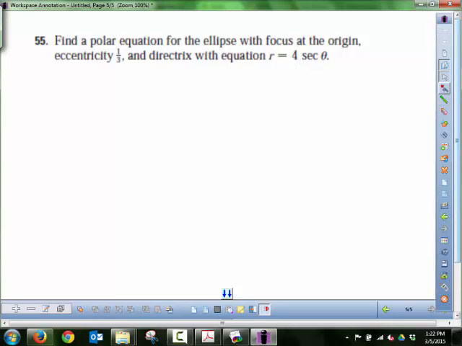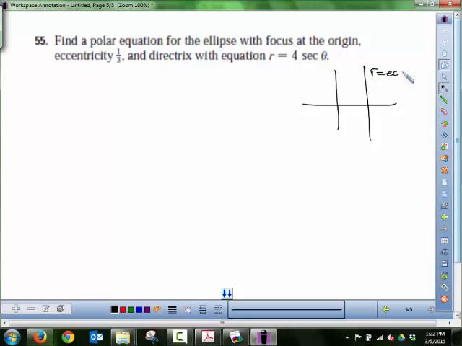So r is equal to 4. So if I were to guess, this r is equal to 4 secant theta is actually the line x is equal to 4. And that would be my directrix. And I know my focus is here at the origin. If you couldn't guess that, then I would just plot r is equal to 4 secant theta in my calculator to take a quick look at where it might be.